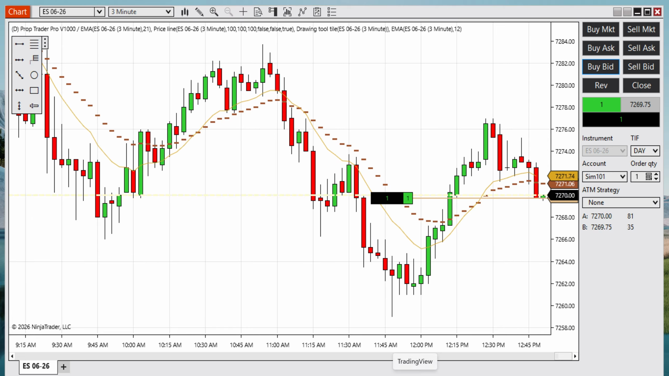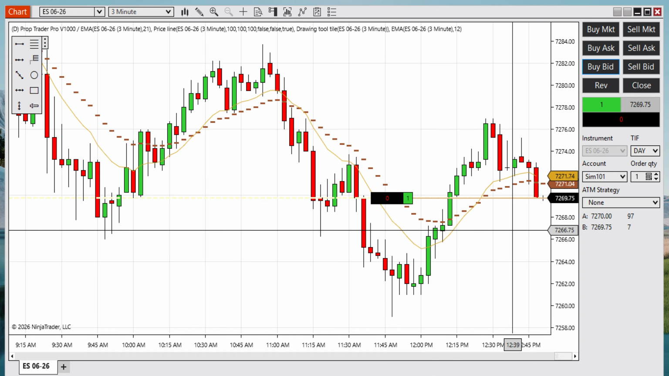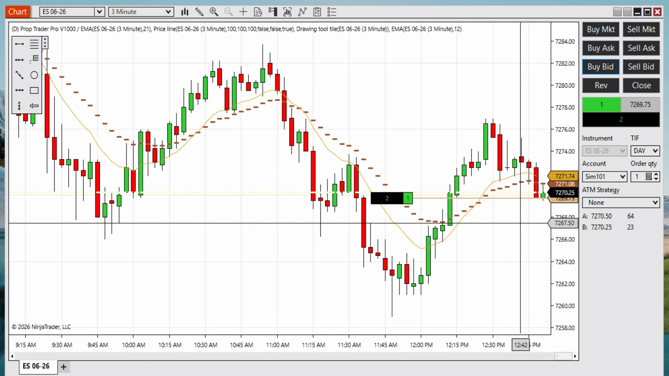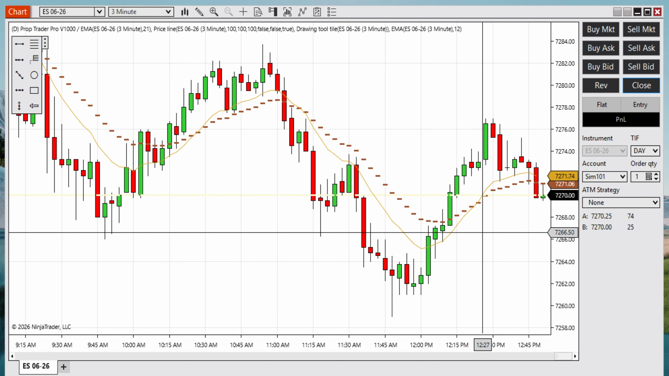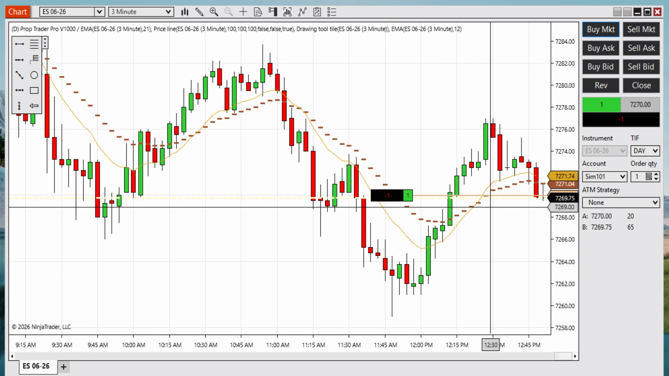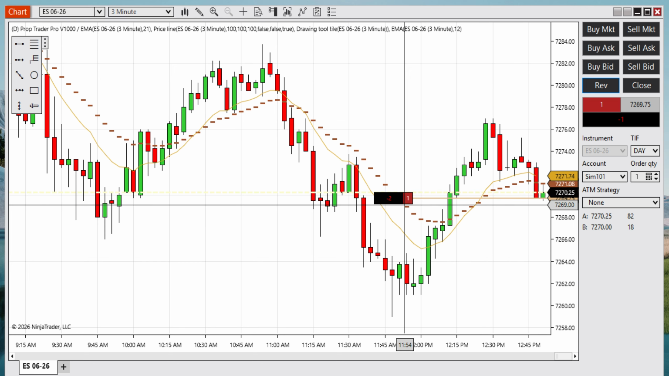Buy bid means a slow fill, but you get to bid the price. Doesn't mean you always get a good one. So close. Any of these can be closed. Okay, so let's say you buy market and then the reverse. If you reverse, then it changes the direction.